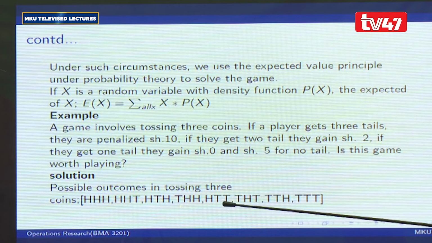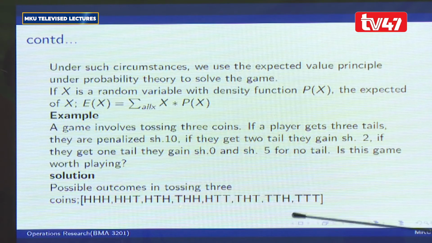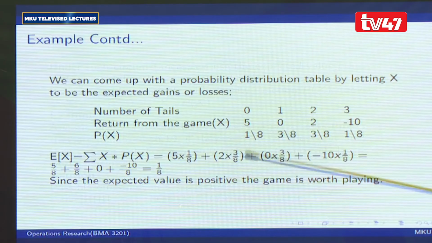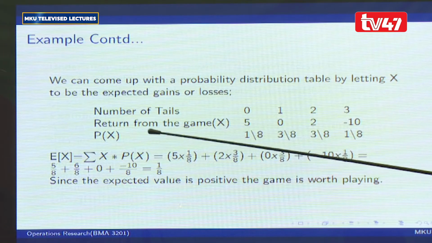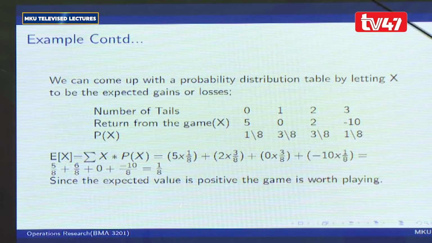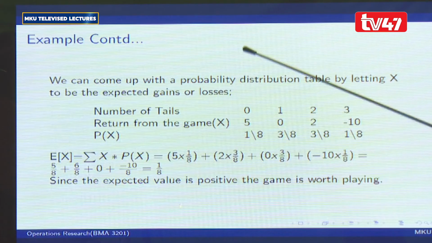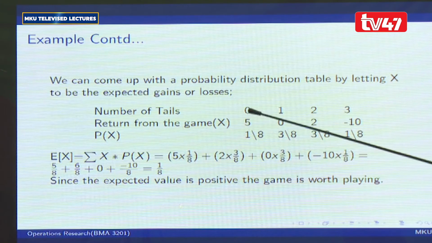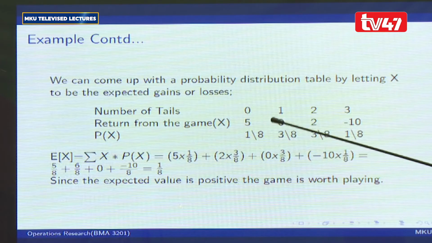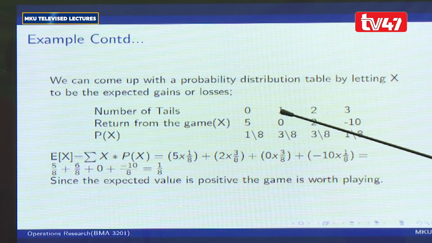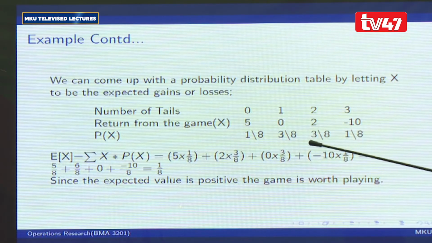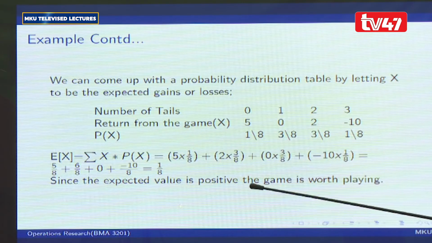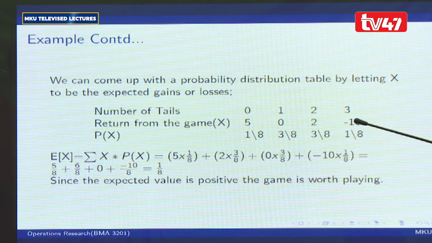In the case where we have 2 tails, this is 1, 2, 3 again. And lastly, when we have 3 tails, we have 1 case only. So the return of the game: we had been told that a person gains 5 if they have no tail at all. They gain nothing if they have 1 tail, and they gain 2 if they toss the coins and get 2 tails, and then they lose 10 if the tails are 3.